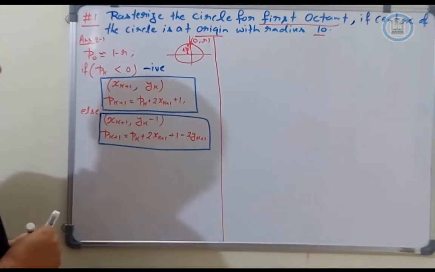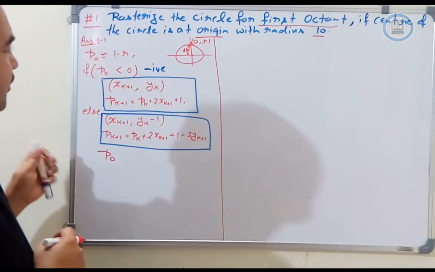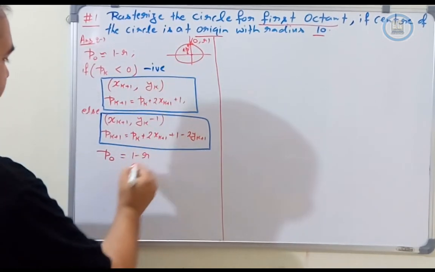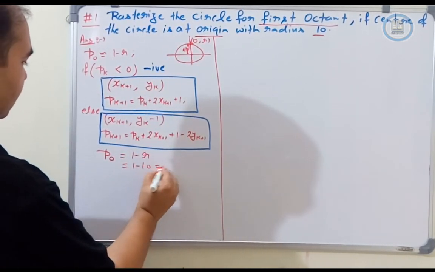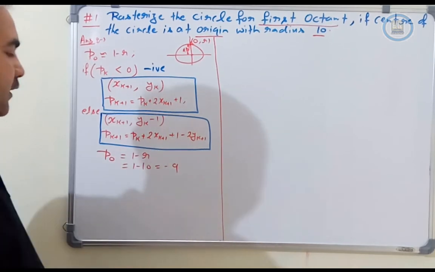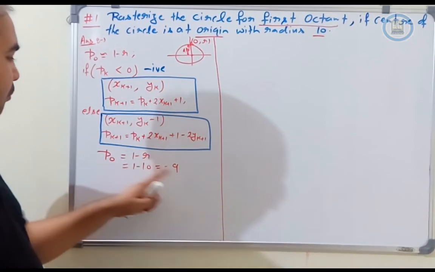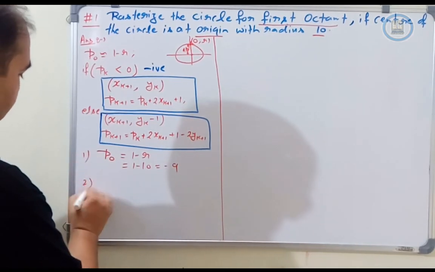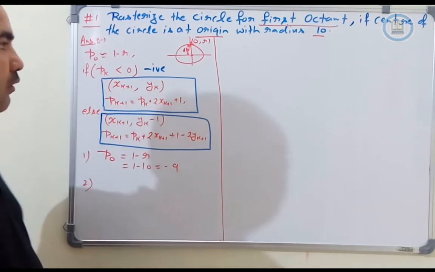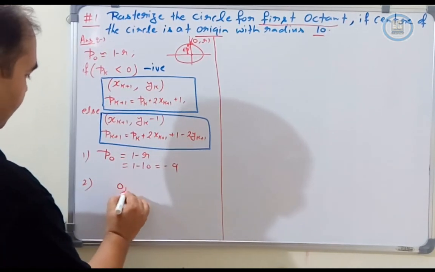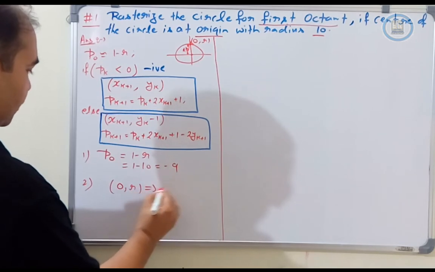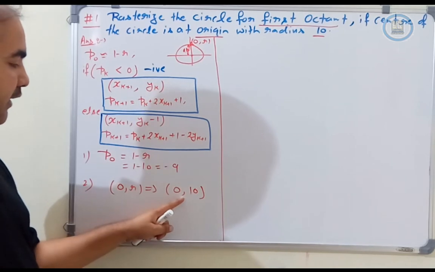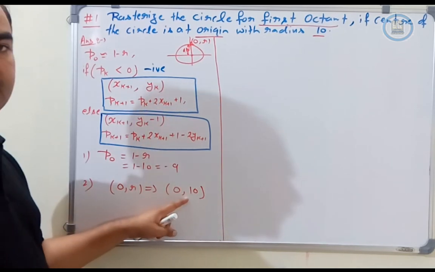So let us start solving the problem. p0 equal to 1 minus r. R is given to us as 10. So this is 1 minus 10 equal to minus 9. This is the initial decision parameter, p0 equal to minus 9. And what will be the first pixel on the computer screen? It is (0, r), so the first pixel on the computer screen will be (0, 10). We will start computing the next pixel with the help of this pixel.